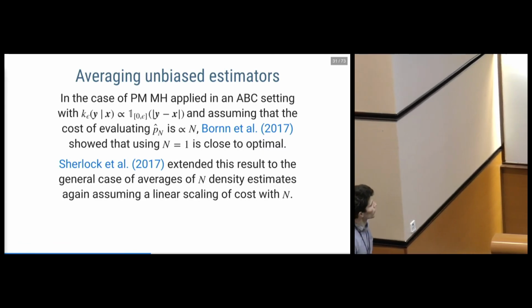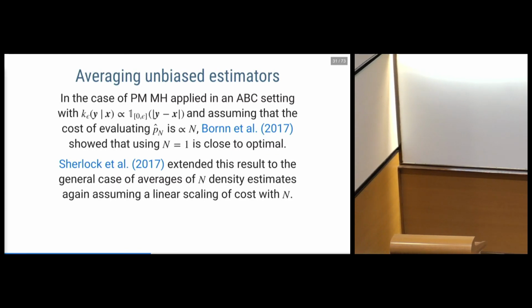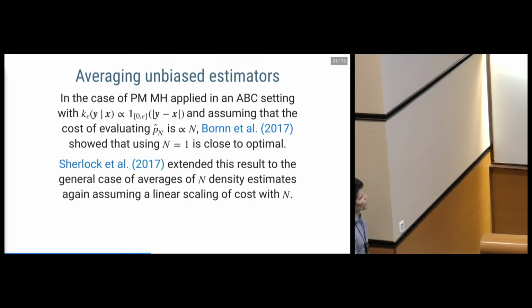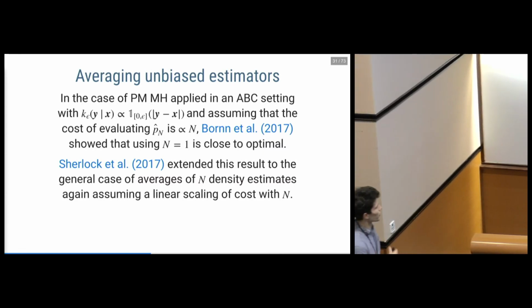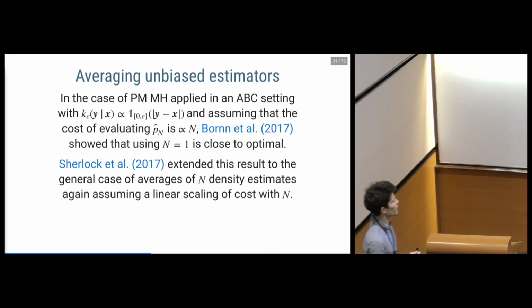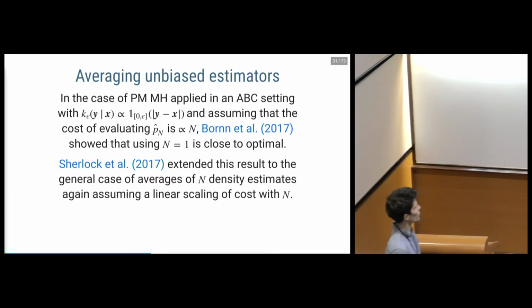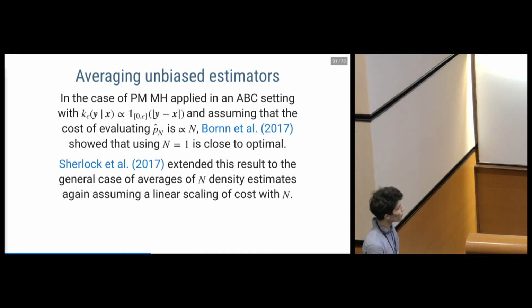So this result was extended by Chris Sherlock, Alex Thiery, and I get the last author in this 2017 paper to the more general case of an average of n arbitrary density estimators. So to come up with some measure of computational cost, you again have to make this assumption of a linear scaling of cost with n. But under these more general conditions, again showed that using one importance sample is in some sense close to optimal. And so in this simple importance sampling type setting, there is no real need to tune this n variable in a pseudo-marginal setting.